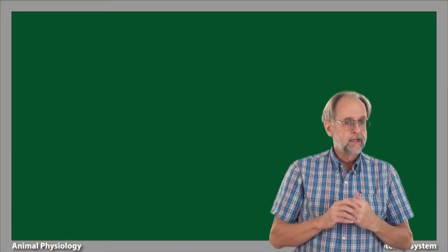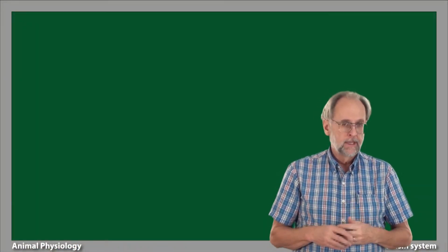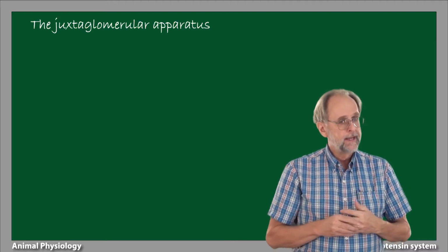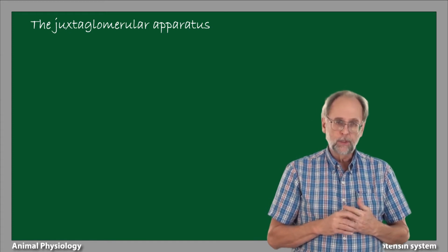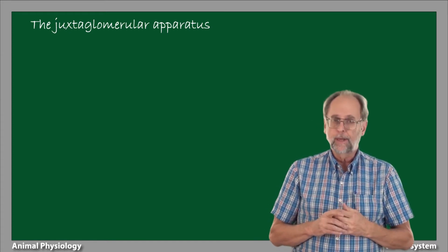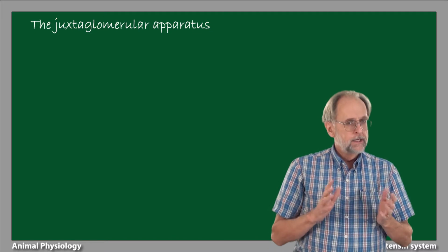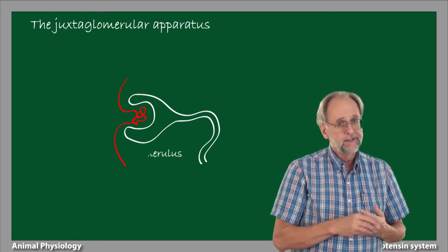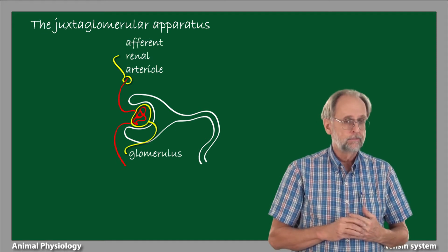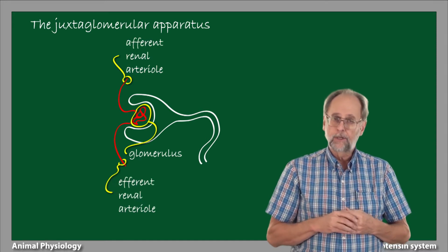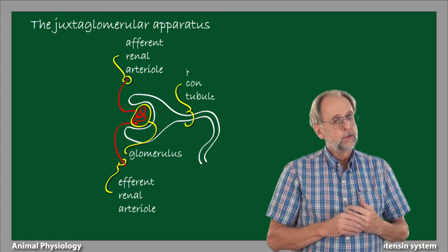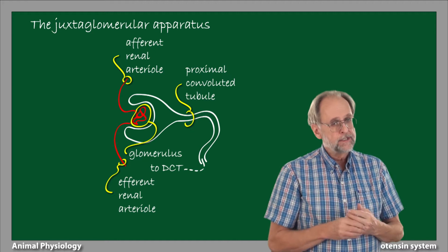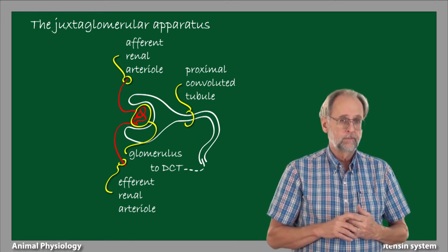First, there's some complicated anatomy that we need to lay out. Specifically, we need to understand something called the Juxtaglomerular Apparatus. This complicated word simply means adjacent to the glomerulus. Here's the basic glomerulus-Bowman's capsule association, with the glomerulus fed by the afferent renal arteriole and drained by the efferent renal arteriole. The proximal convoluted tubule snakes off from the Bowman's capsule and eventually feeds into the distal convoluted tubule.